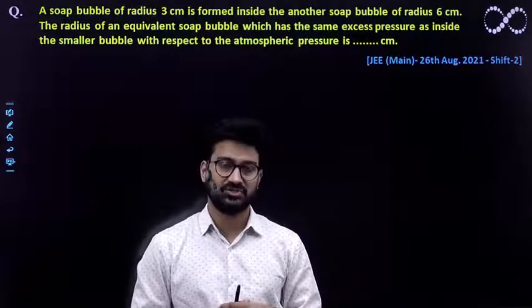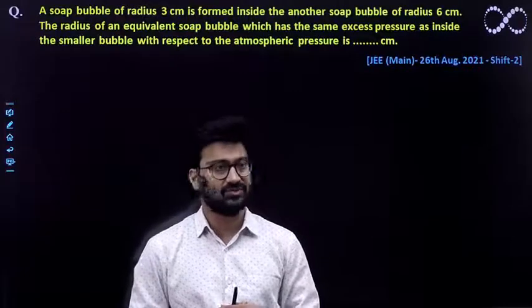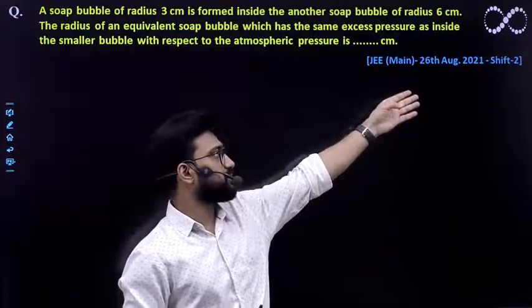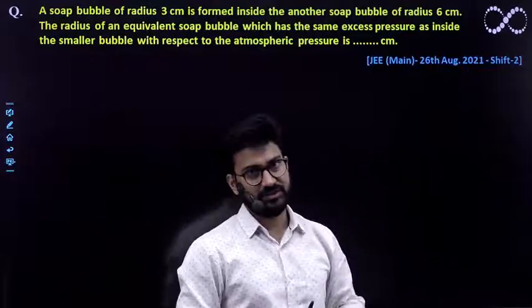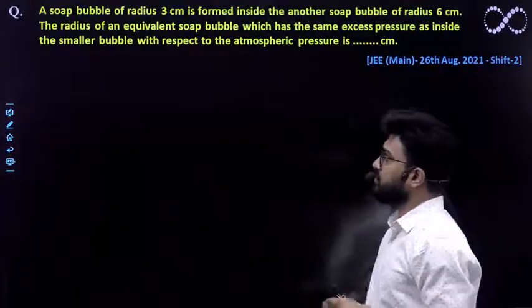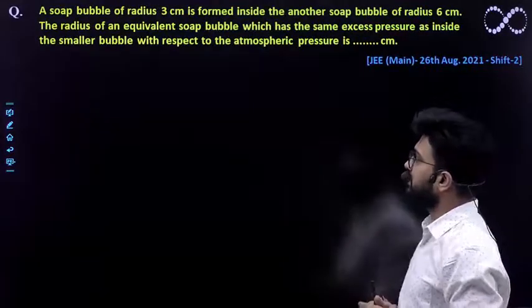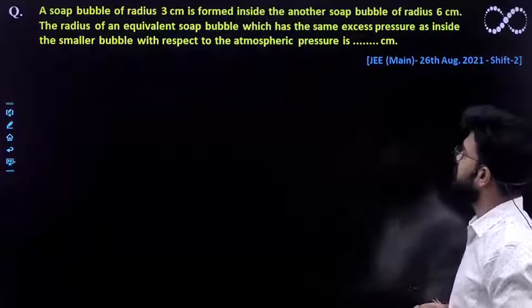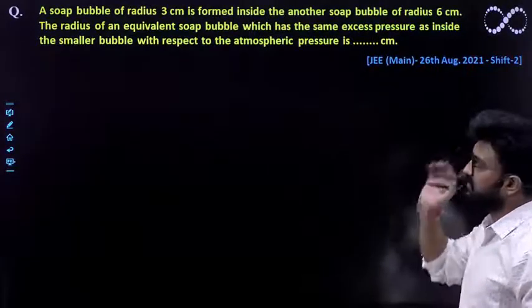Right now I'll be doing one such question that came in your JEE Main examination. This question came on 26th August 2021 in shift 2. So let us see this question first. The question says, a soap bubble of radius 3 centimeter is formed inside another soap bubble of radius 6 centimeter.